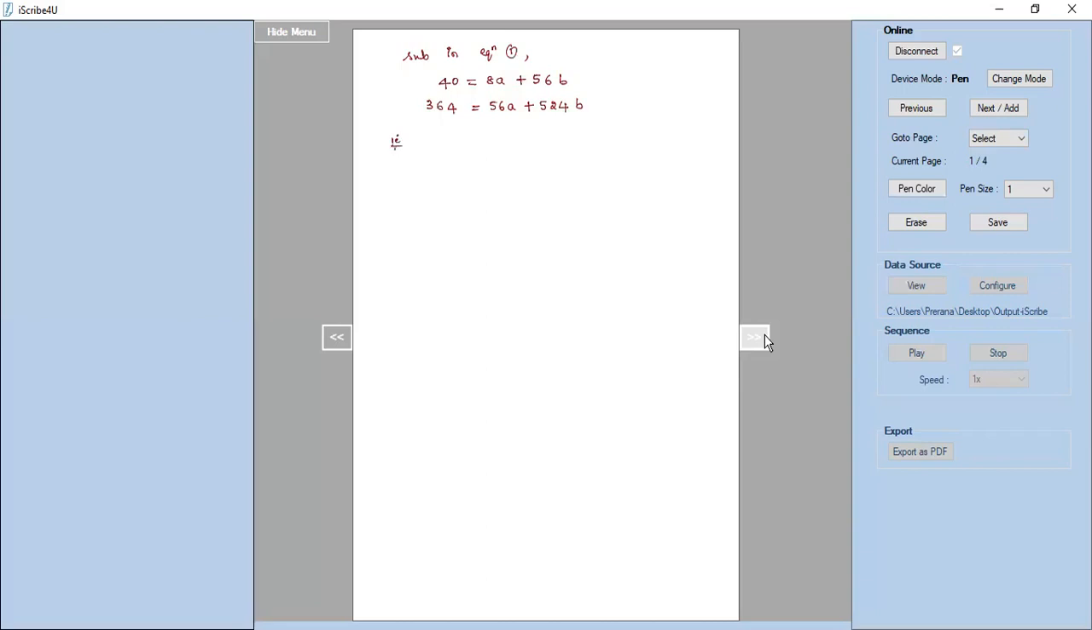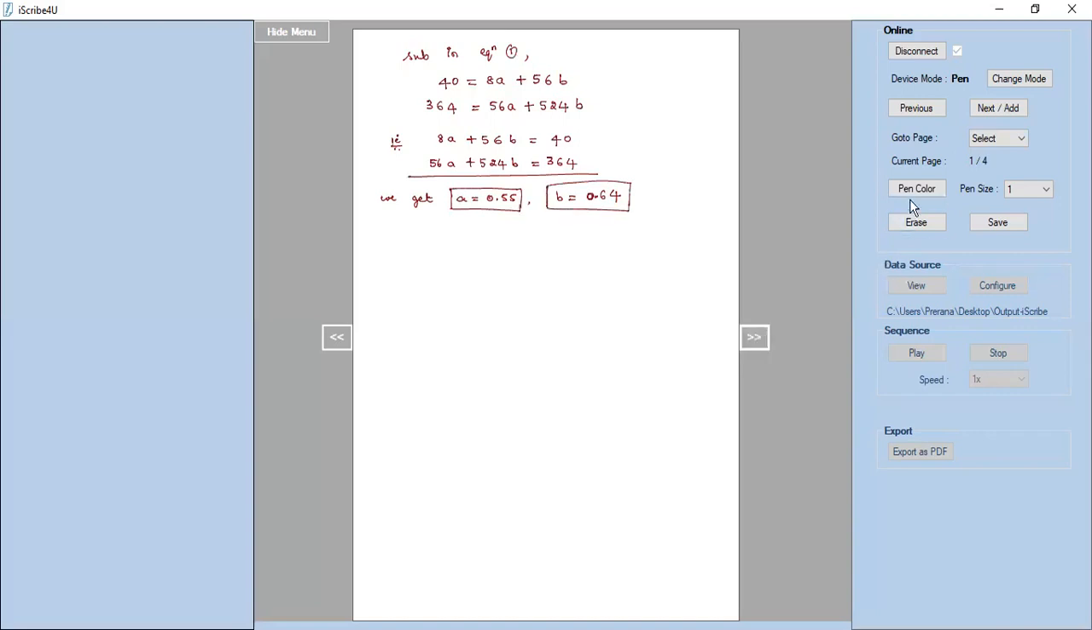When we want to solve these two equations with two unknowns simultaneously on a calculator, it's better to write them in this format: 8a plus 56b is equal to 40, and 56a plus 524b is equal to 364. Solving simultaneously, we get a is equal to 0.55, b is equal to 0.64. You can use a calculator to solve these simultaneous equations and obtain the answers for a and b.